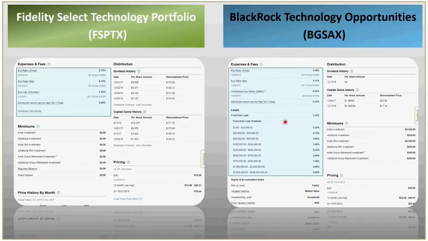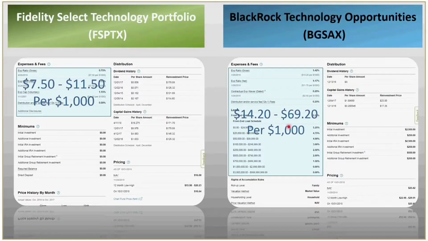Now, if they don't, then you'll be stuck with paying this 5.25% front load fee. And what this basically is, is a commission. It's charged at the beginning when you purchase the fund. And you'll see that there's a schedule down here. So depending on your investment, your load fee may actually be different than the 5.25%.